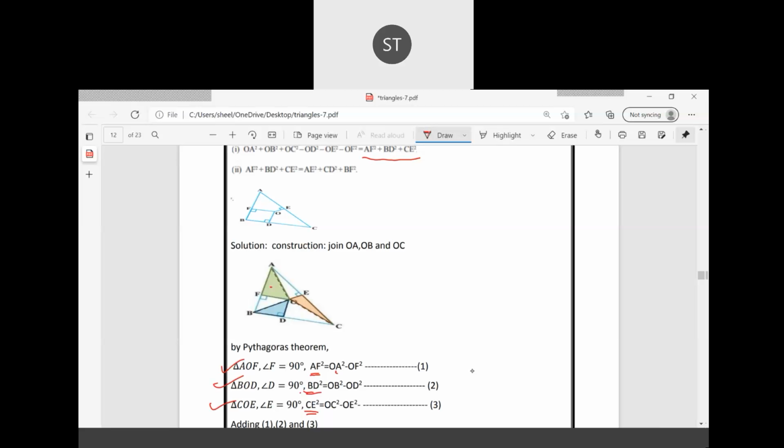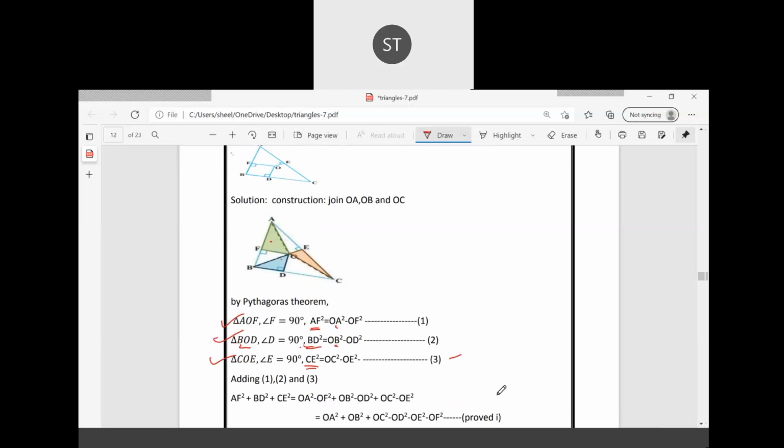Similarly, which is the next triangle? BOD, the other shaded one. Angle D is 90 degrees, naturally OB is the hypotenuse, so OB square minus OD square. Similarly, we can go for CE square. Now we got OC square minus OE square only.